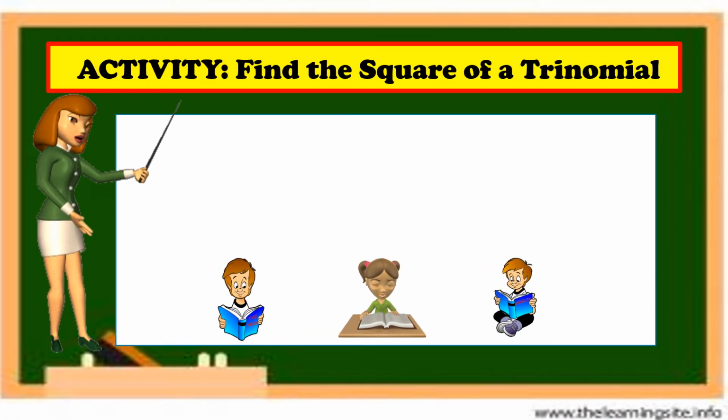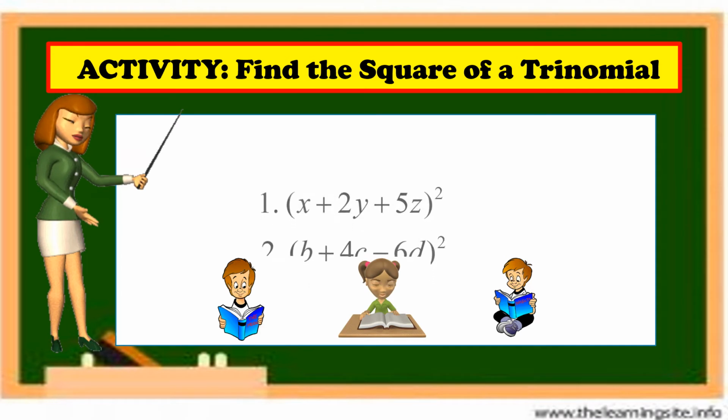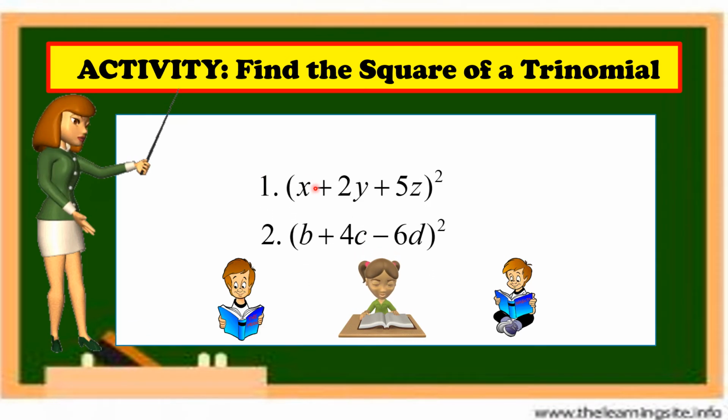Activity in finding the square of a trinomial. The first one is x plus 2y plus 5c quantity squared, and the second one is b plus 4c minus 6d quantity squared.